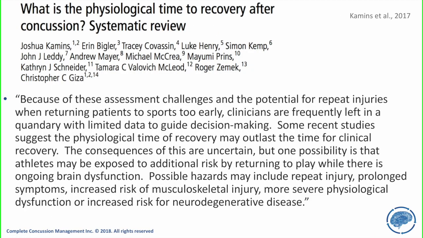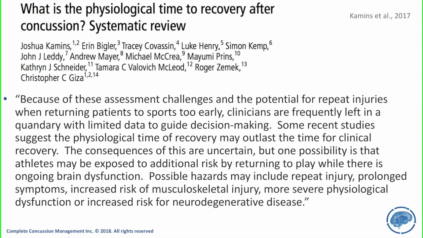And this actually made it into the Berlin consensus statement. So this was one of the systematic reviews that was used for Berlin. And this is what they said. What is the physiologic time to recovery after concussion? Because of these assessment challenges and the potential for repeat injuries when returning patients to sports too early, clinicians are frequently left in a quandary with limited data to guide decision making.